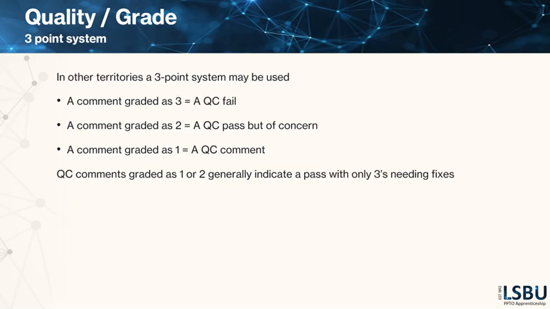Some territories use a simpler format, which is a 3-point system. So 1 is a comment, 2 is a pass but of concern, so should be fixed if possible, and 3 is a fail. So it's quite confusing because it's the other way around. So grade 1 here is just a comment, whereas grade 1 on the 5-point is a fail.